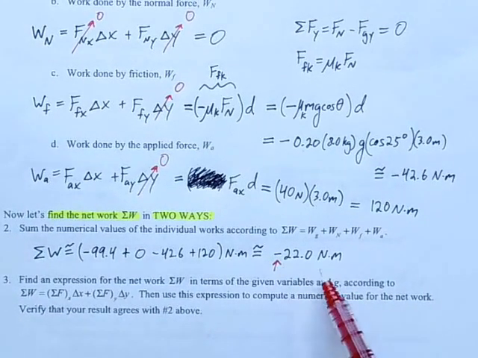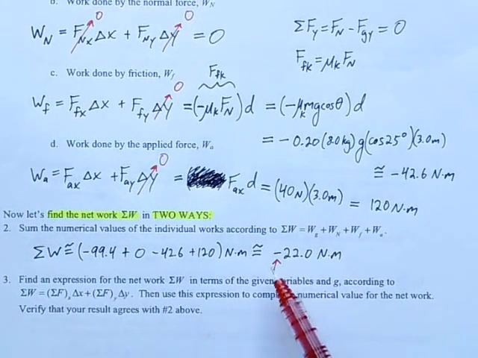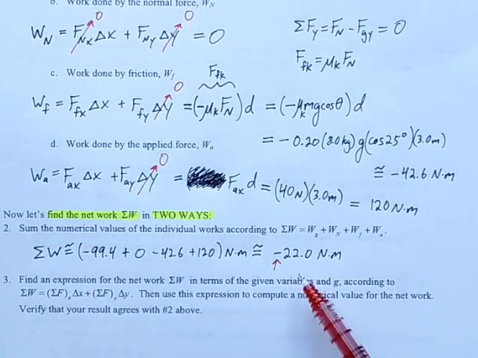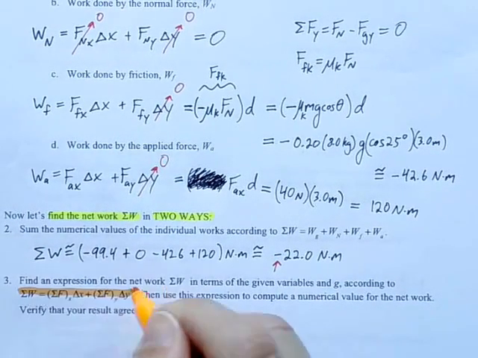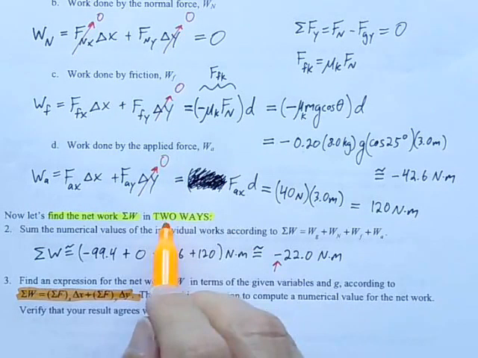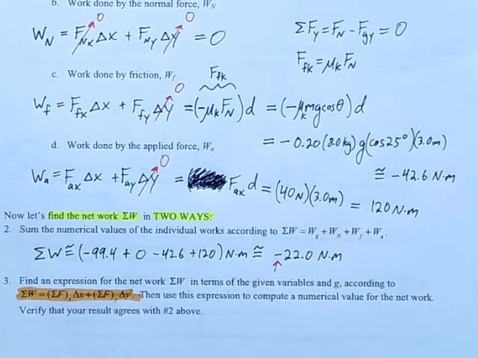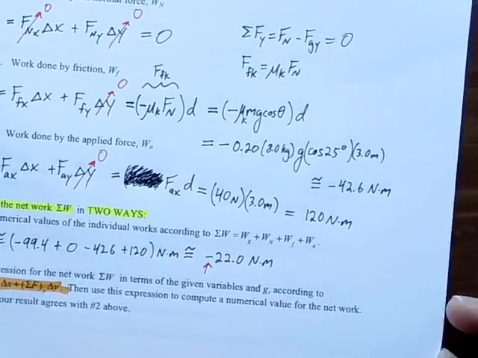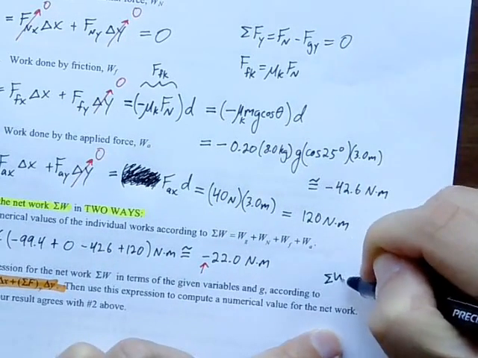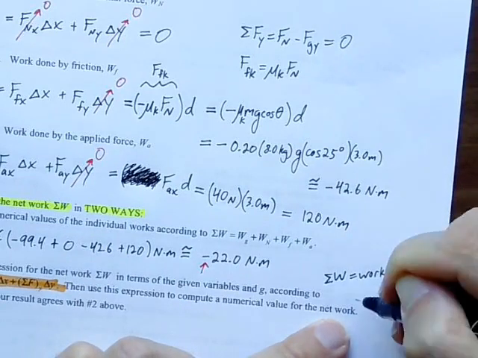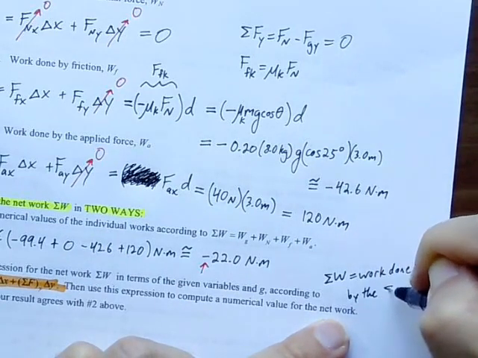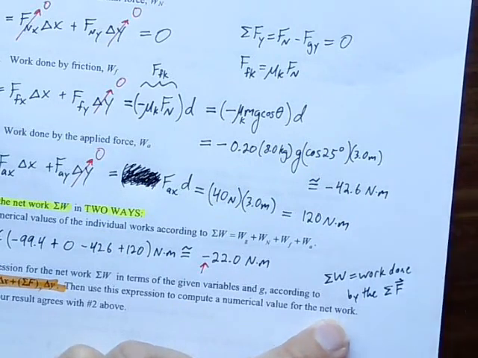So what does that mean happened to the speed of the box as it went up the ramp? I'll leave that to you to think about while we go on to find an expression for the net work according to this expression. This is the second way I want to calculate the net work. We're going to make use of the idea that the net work done on the box is equal to the work done by the net force on the box.